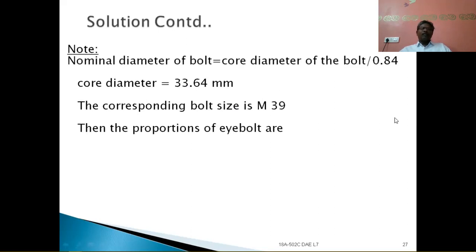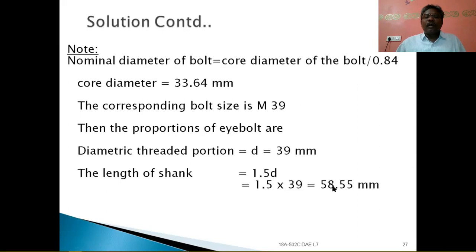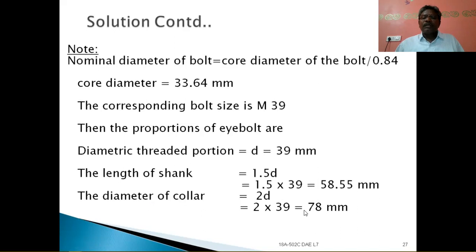So then the proportions of an eye bolt. Each and every proportion you should calculate. So diameter of the threaded portion D is equal to 39, anyway, from the design calculations we got it. And then length of the shank is equal to 1.5D, which is also equal to 58.55 millimeters.